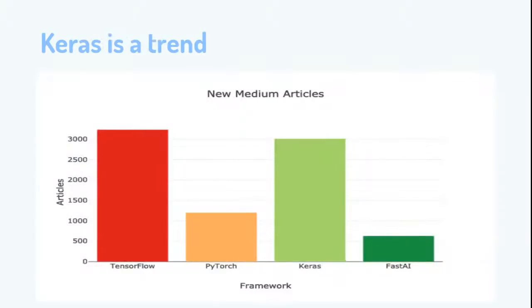So why are we using Keras? When we compare it to other framework packages like PyTorch or FastAI, Keras with TensorFlow is the most trending one, because it's easy to implement, it's the most efficient one, and it gives an accurate result quickly. So that's why it's trending.